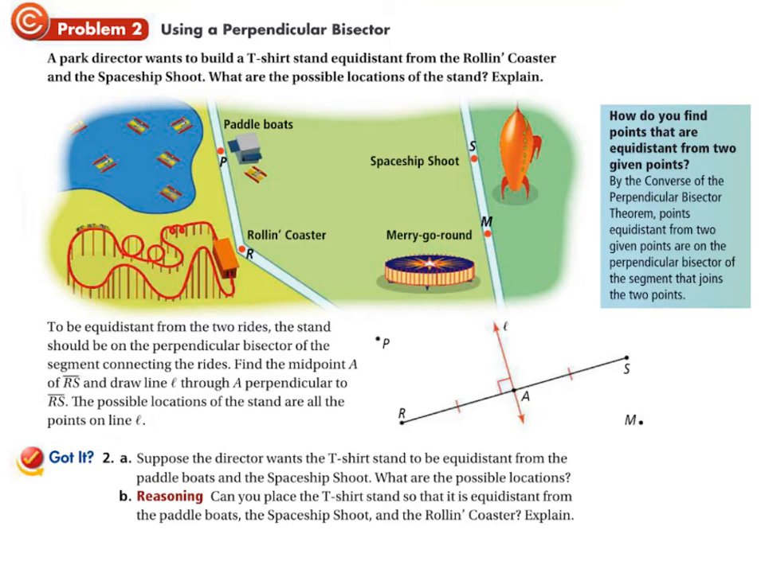Yep, try this one. Suppose the director wants the t-shirt stand to be equidistant from the paddle boats and the spaceship chute. What are the possible locations? Okay, and can you place the t-shirt stand so that it is equidistant from the paddle boats, the spaceship chute, and the rolling coaster? Explain.